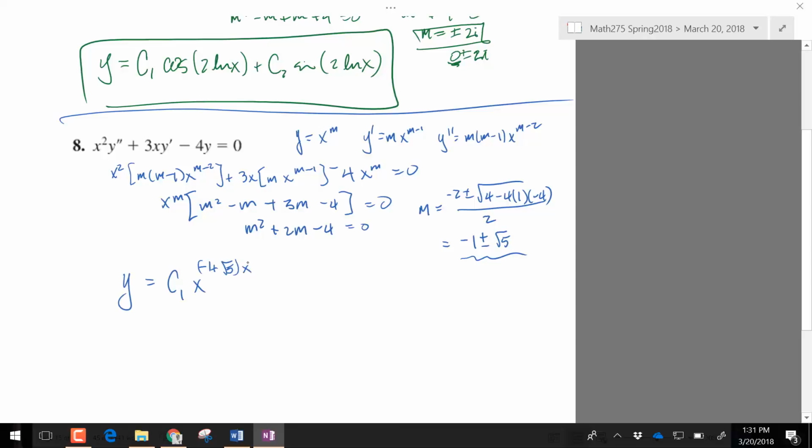So negative 1 plus or minus root 5 are just numbers. And so, oops, there's no x in there. And so they just would represent the powers. And these are 2 distinct real roots. They're not complex, they're not repeated, so it's that first case.